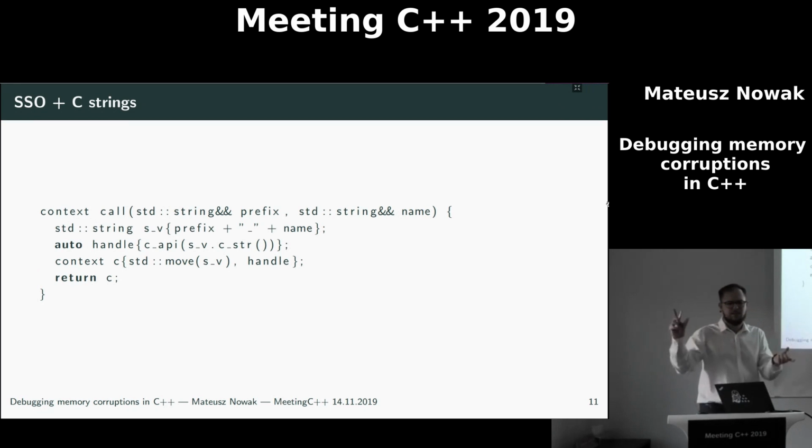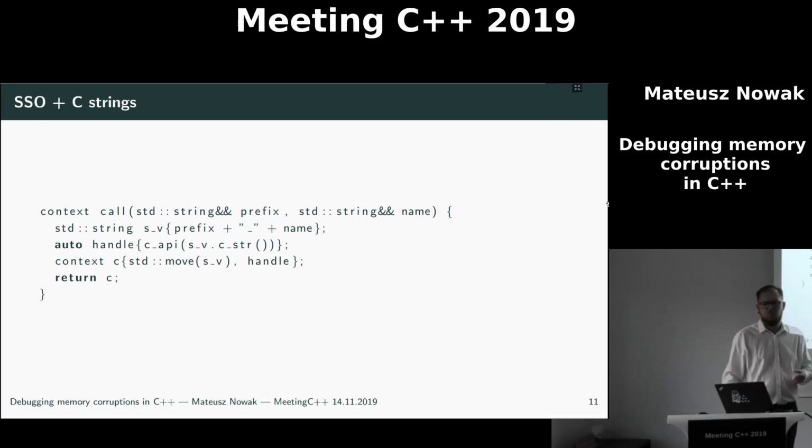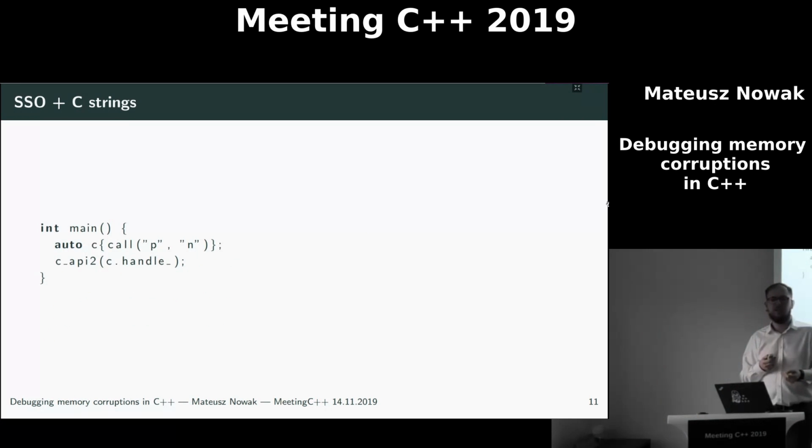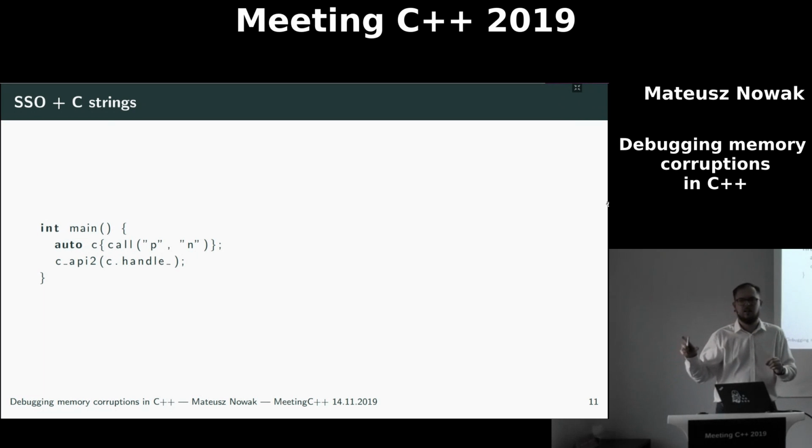You get two strings, concatenate them, put the result into some structure with the handle which is returned from the C API, and you move the string into this structure, thinking that, okay, the string is here, but the buffer should be somewhere else, because it's just pointing to the buffer in memory. And return this context. The context looks like this. It's not copyable and only movable. Okay, and we have some program that is using it like this. Remember, the C API under the hood needs this string to be alive through both calls to the API, the same string.